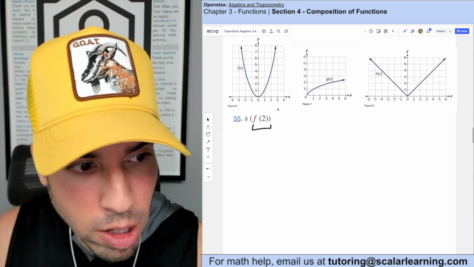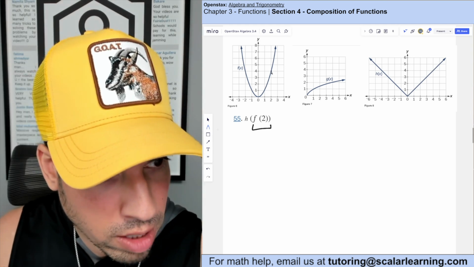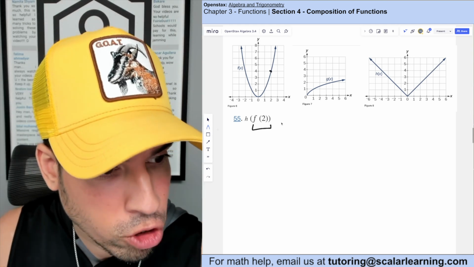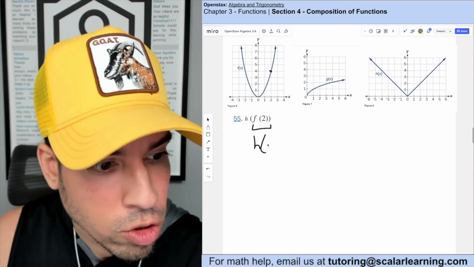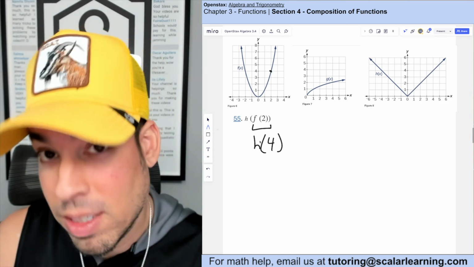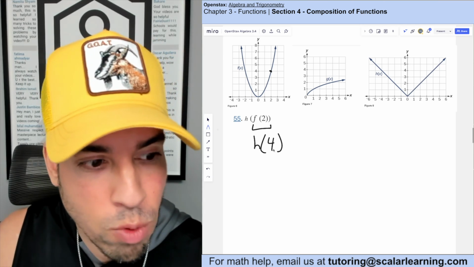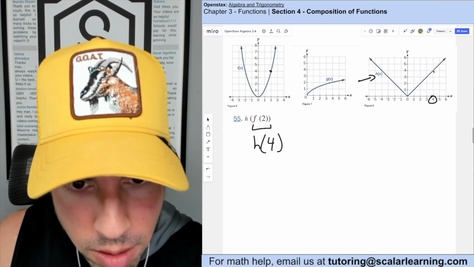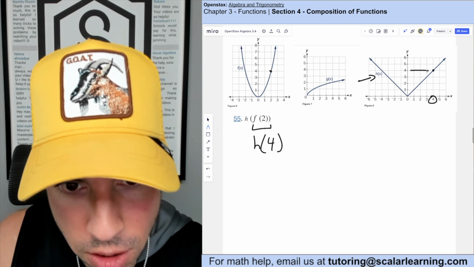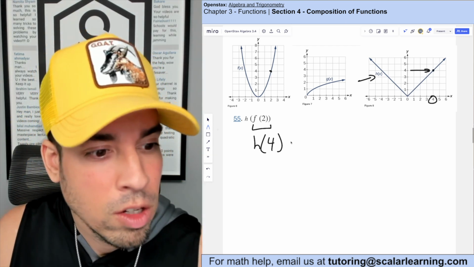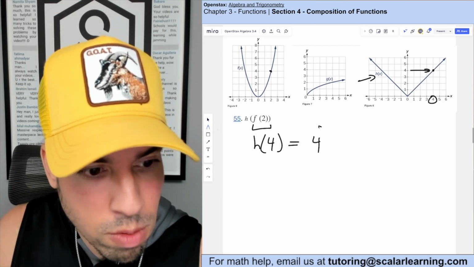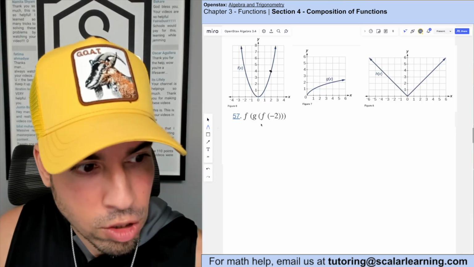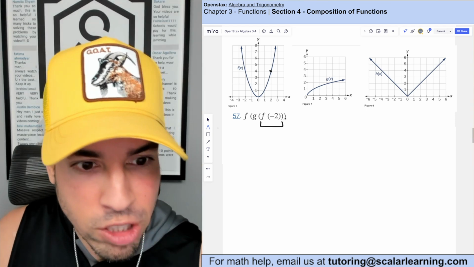So for this one, we're going to find f of 2 first, inside out. What is the function value when x equals 2? Here's that coordinate when x equals 2. The function value is 4. So now we're taking h of 4 because f of 2 is 4. So h of 4, what is the function value of h when x equals 4? Right up here, there's our function value, aka the y value. So h of 4 is 4. Boom. Done.